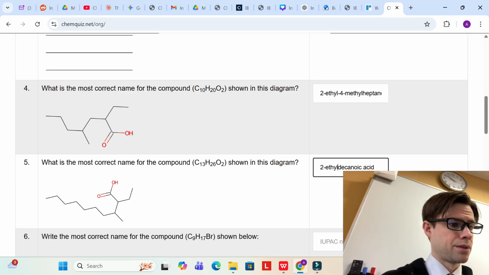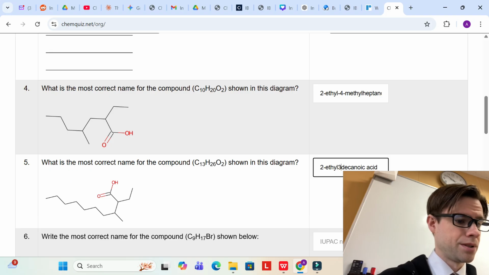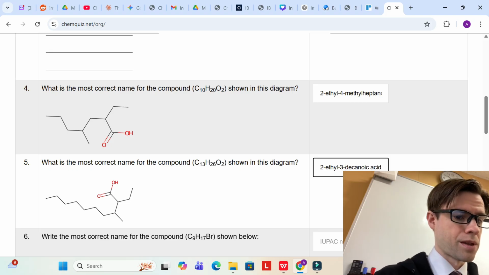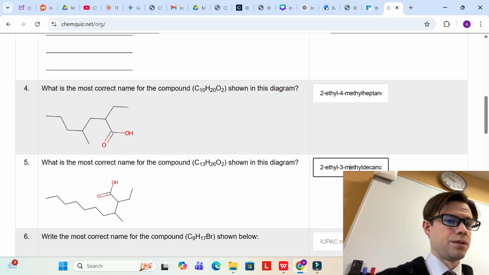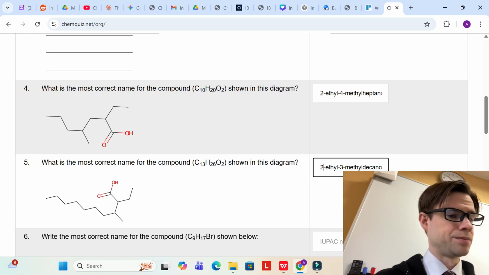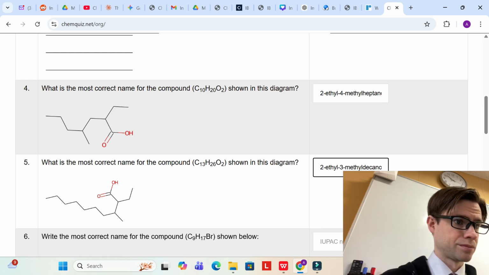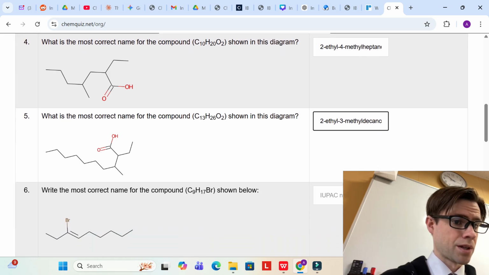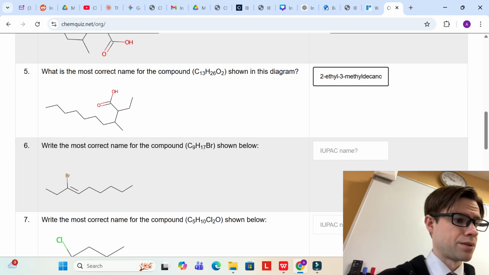2 ethyl, and then 1, 2, 3. 1, 2, 3 methyl. 2-ethyl 3-methyl decanoic acid, very similar to the one above it, but got to get the numbering right. Okay, number 6, correct name for this.